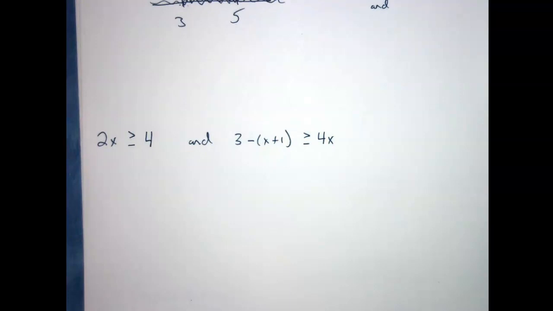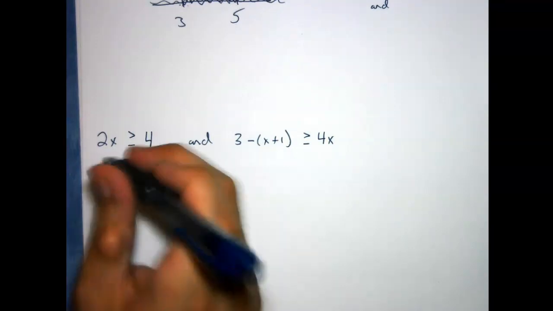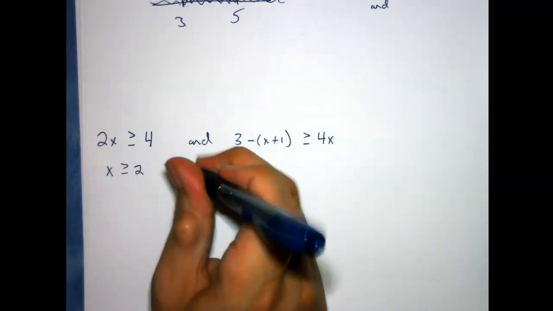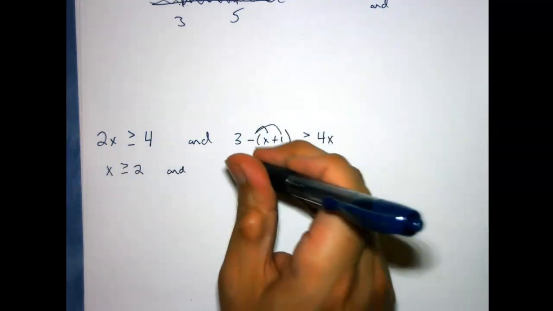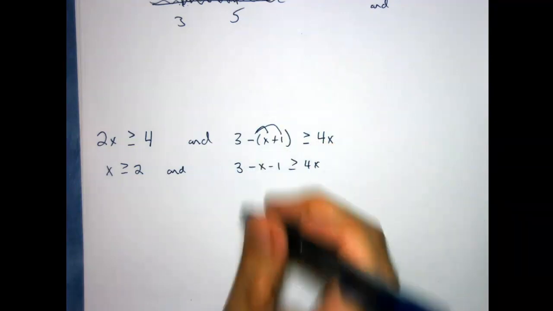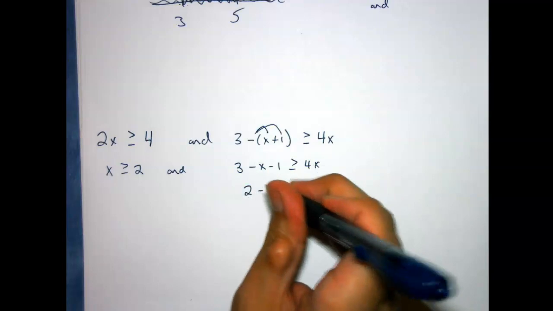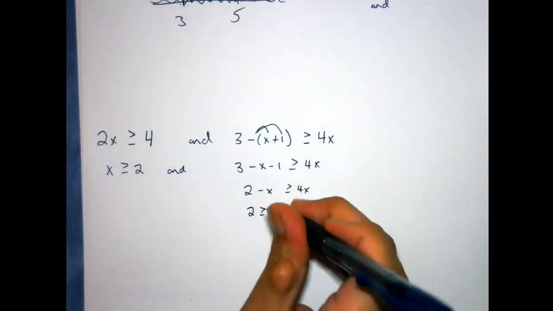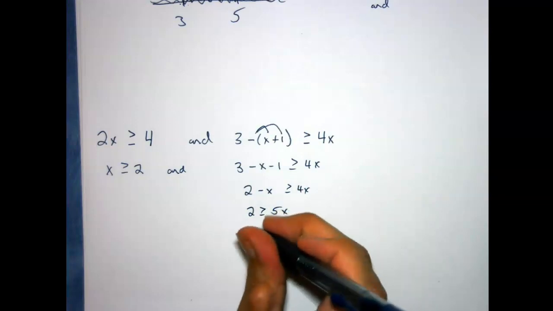Awesome. I'll come back. Okay, I'll divide by 2. Distribute the -1. Combine some like terms. So 3 minus 1 is 2. Move the x over. Divide by 5.